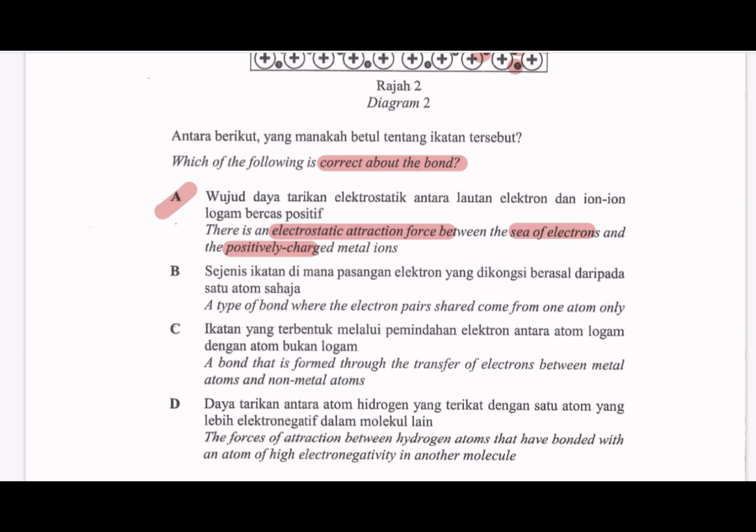For B, a type of bond where the shared electron pair comes from one atom only. So this refers to the dative bond. And C, the bond is formed through the transfer of electrons between a metal and a non-metal. Okay, transferring electrons, this refers to the ionic bond. So the last one, D, a hydrogen atom that bonds with an atom of high electronegativity. So this refers to the hydrogen bond. So the correct answer should be A.